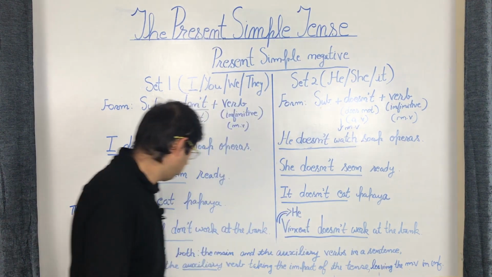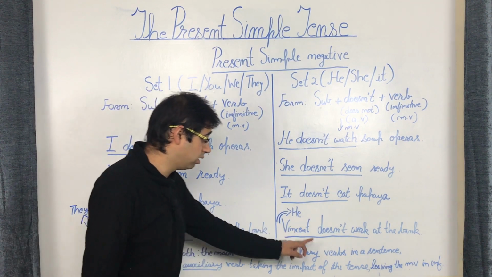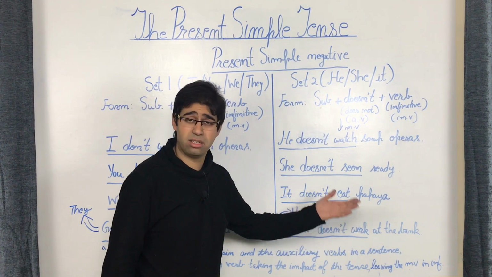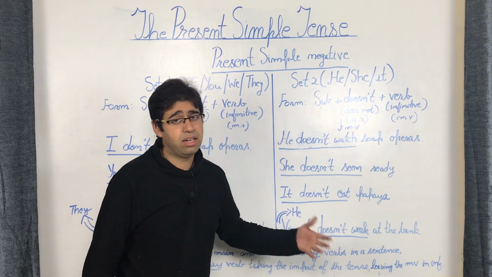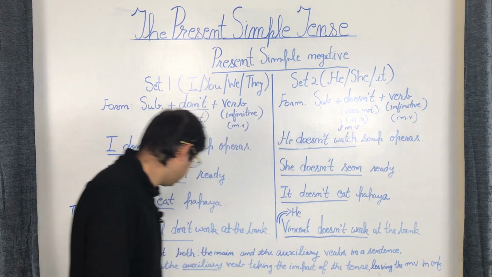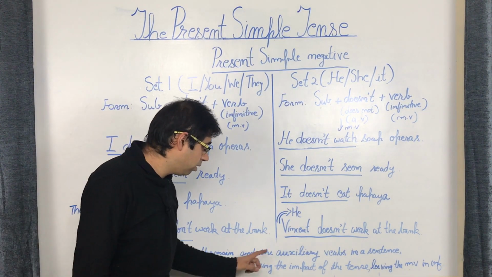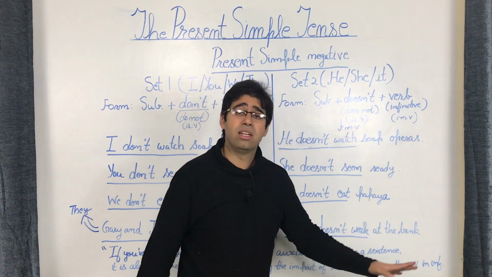One more time, that golden rule is if you've got both the main and the auxiliary verbs in a sentence, which would always happen in case of the negative and the interrogative only, it's always the auxiliary verb taking the impact of the tense, leaving the main verb in its infinitive.